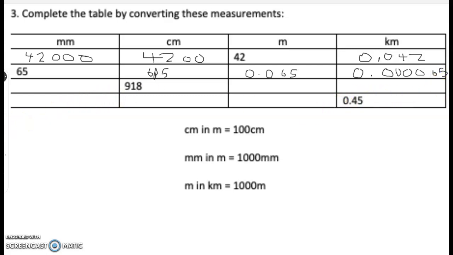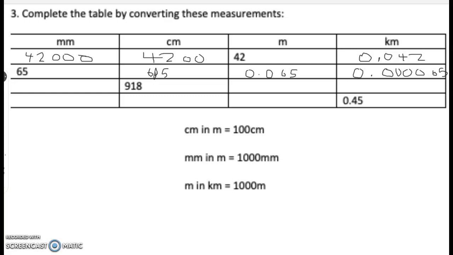All right. I'll do the answers now for the third row, and you have a clue here, 918 centimeters. How much is 918 centimeters in millimeters, meters, and kilometers? Stop it now. Have a go in pencil, and then I'll give you the answers soon.